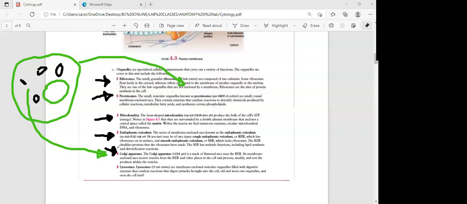After they're modified, they're going to be packaged and released by the Golgi apparatus to the cell, so the cell can use it in the cell membrane, for example, or outside the cell, depending on the functions this particular cell is performing. It's going to be shipped outside the cell, for example, in the case of hormones.